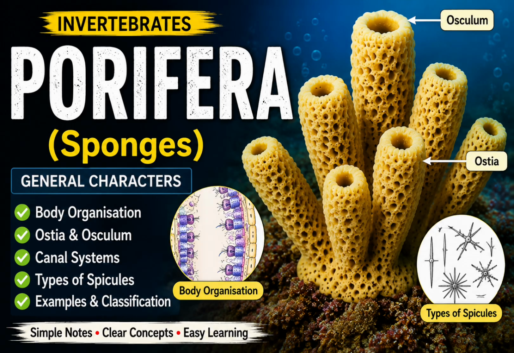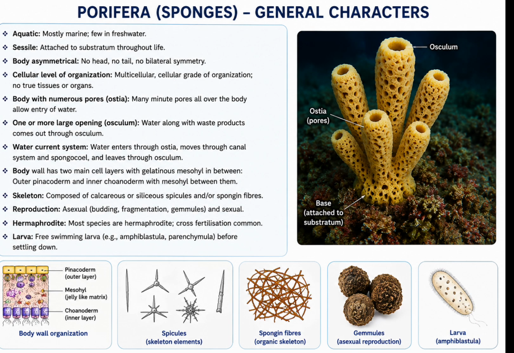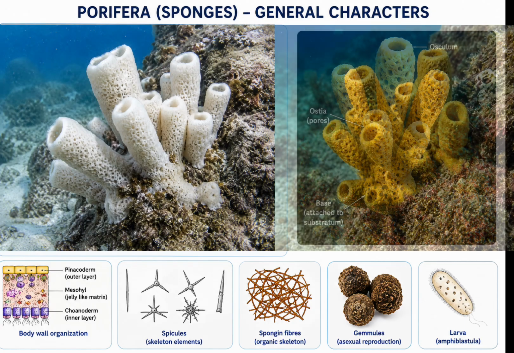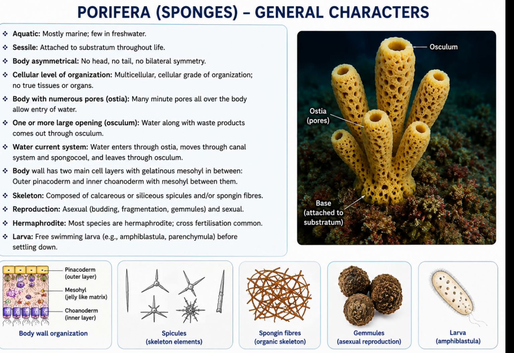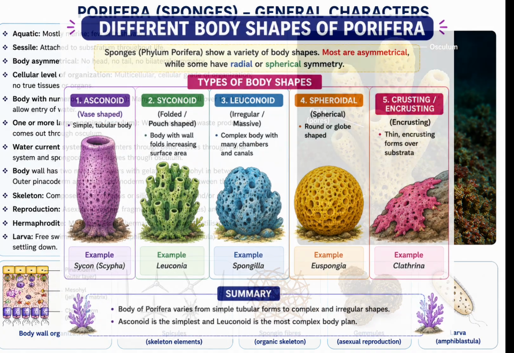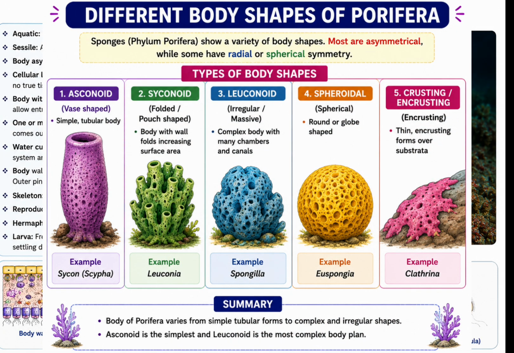So, first thing we will see the general characteristics of Porifera. First character is habitat. Mostly all Porifera are marine and some are freshwater. For example, Spongilla. Adult Porifera are generally sessile, meaning they remain attached to a substratum such as rocks, shells or submerged objects. If we see the level of organization, then it is the simplest cellular level of organization, but they do not possess any true tissues or organs. They are mostly asymmetrical, although some show the body shape may be vase-like or tubular or branching or spherical.